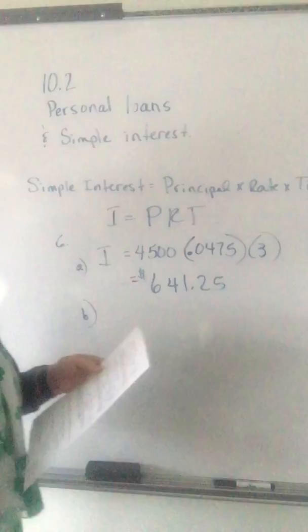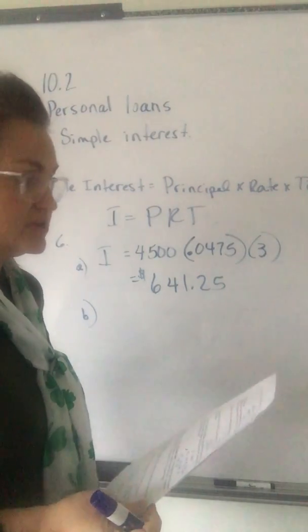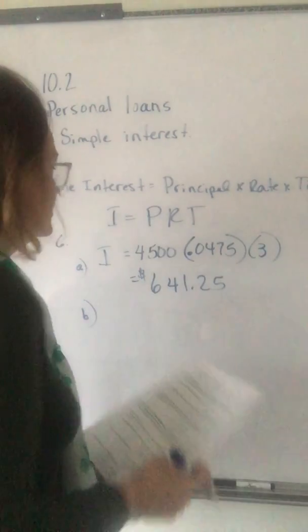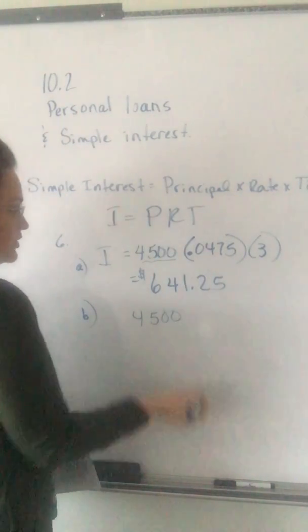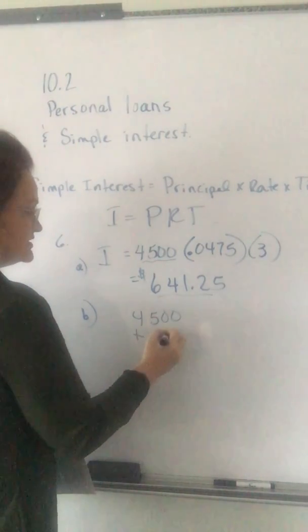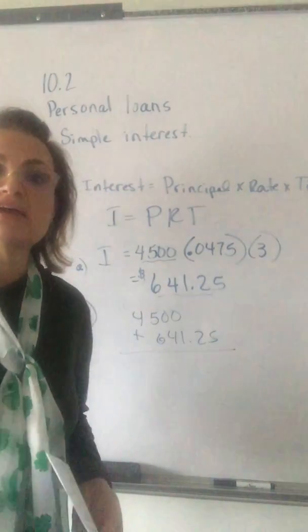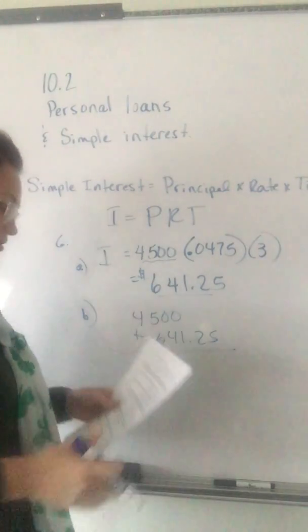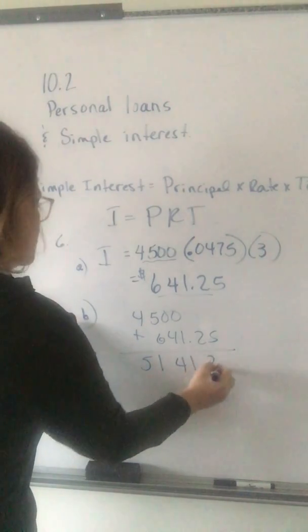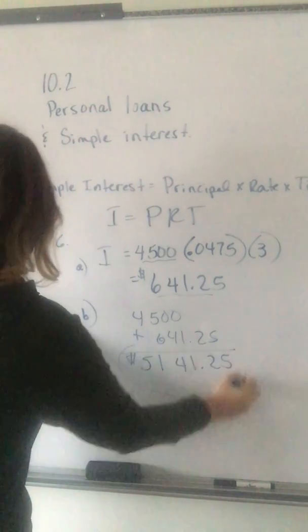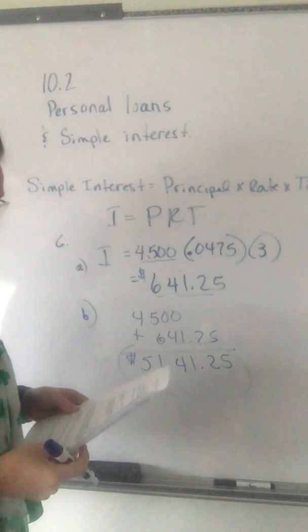Answer B then says, well, how much do they have to pay the credit union back on the date of maturity of the loan? How much do they owe the credit union? Well, they're going to owe their $4,500 that they took out as a loan. Then they're going to owe their interest $641.25. So they're just asking you to add those back together and say how much do they owe all together. So adding that is $5,141.25. That's how much this couple owes the credit union on the date of maturity.